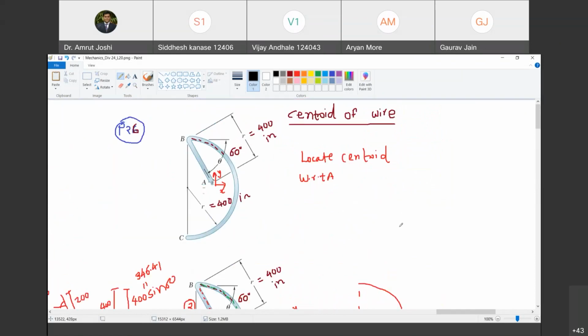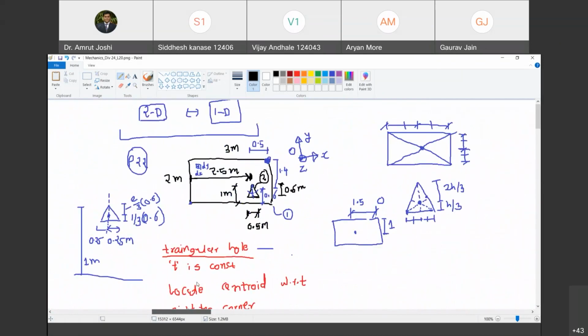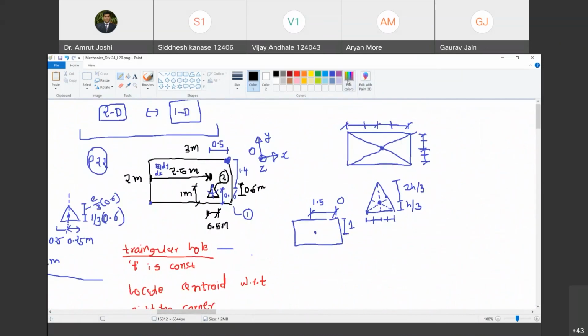Okay. So with this, we close the unit on centroids, and we are now going to go ahead with dynamics from next class. So next class, we are going to start with dynamics.